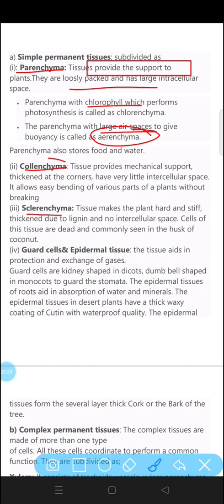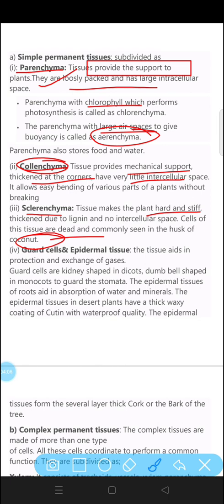Next one is collenchyma. Collenchyma provides mechanical support and it has thickening at its corners. The collenchyma has thickening at its corners and they have very little intercellular space, or we can say it has less intercellular space as compared to parenchyma. Next one is sclerenchyma. This tissue makes the plant hard and stiff. The hardness of the plant is because of sclerenchymatous tissue. The tissues are dead and commonly seen in the husk of coconut. It is a basic example of sclerenchyma.